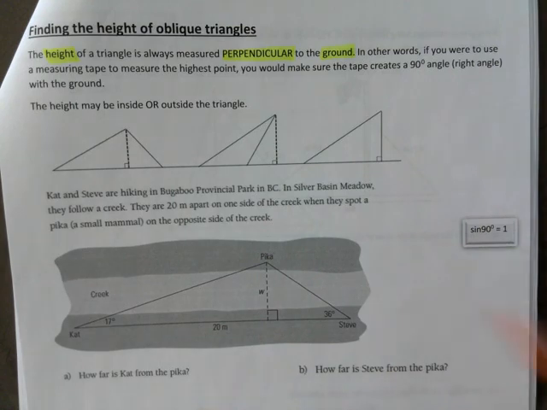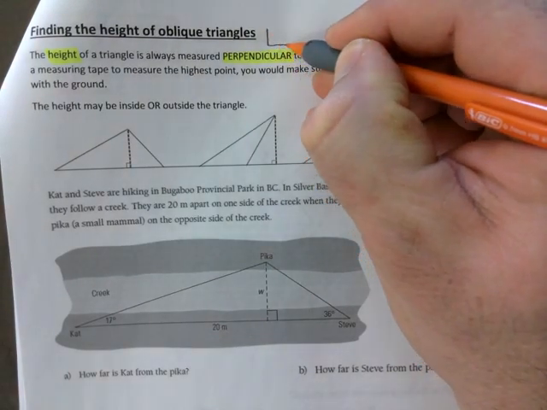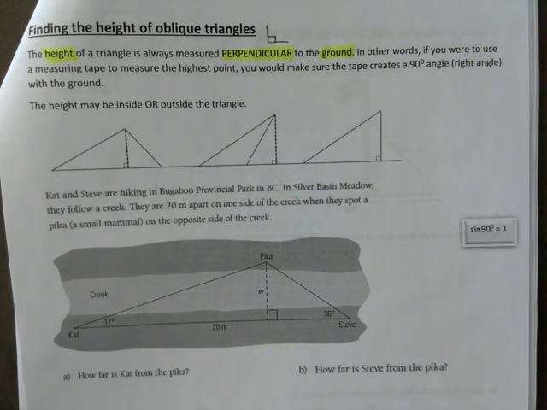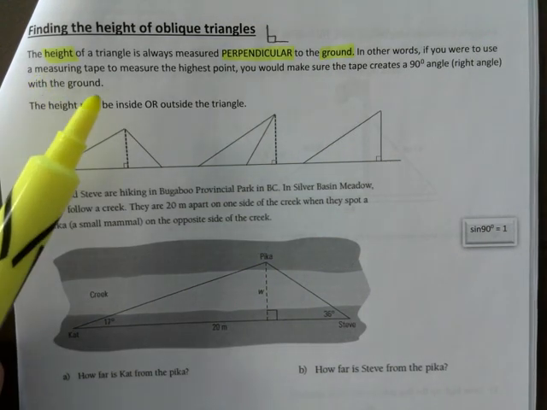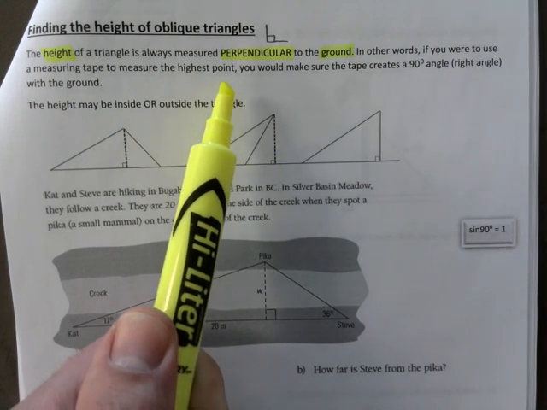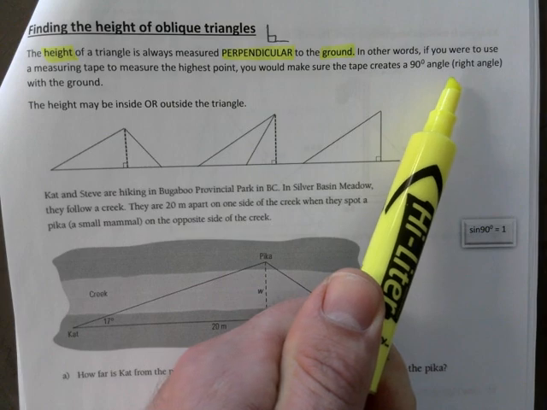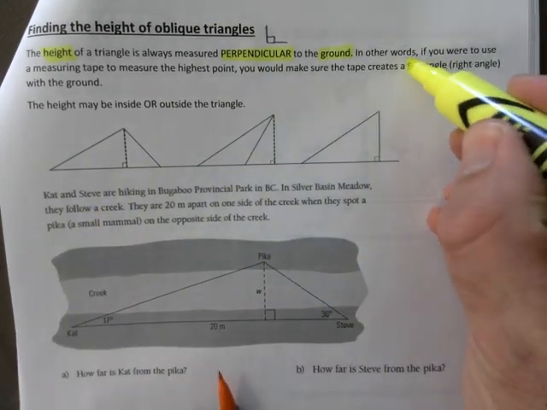What does perpendicular mean, guys? It just means that when two lines meet at a 90, that's what we call perpendicular. In other words, if you were to use a measuring tape to measure the highest point, you would make sure the tape creates a 90 degree with the ground, right? A 90 degree angle with the ground.